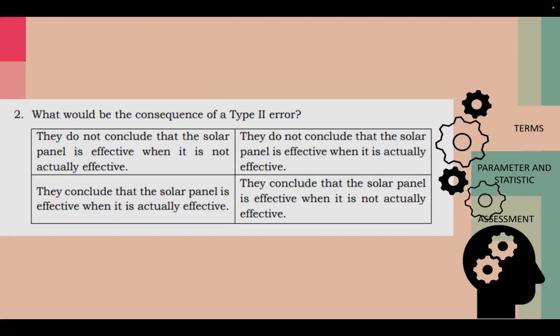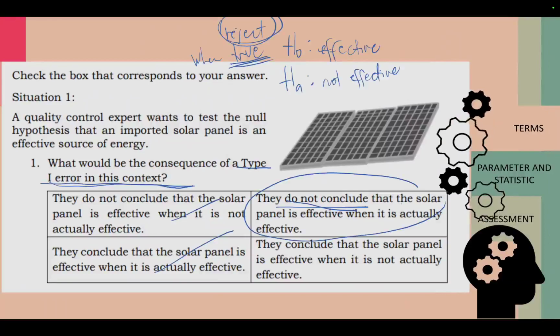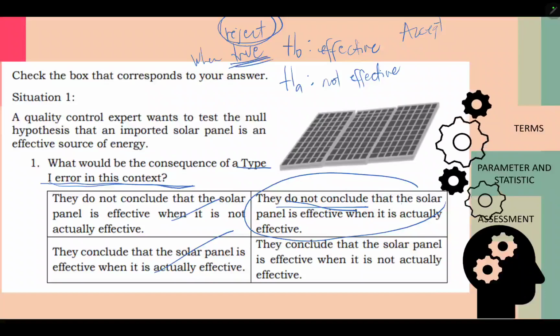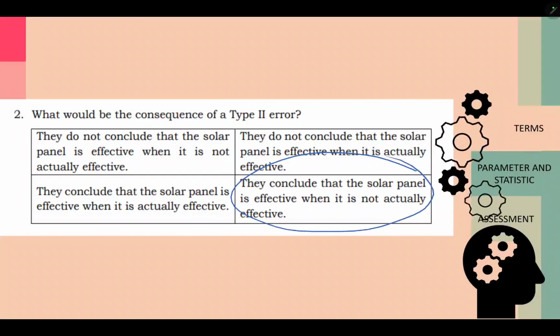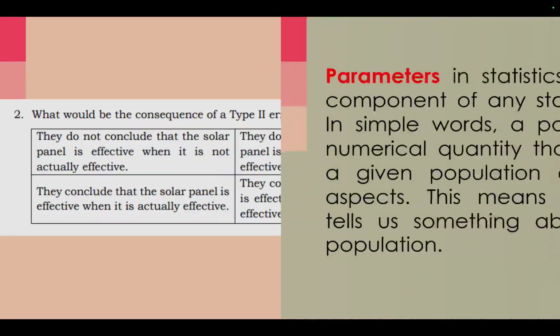Type 2 error naman. In a type 2 error, you accept it: accept when false. It's false but you accepted it. So, what does that mean? That's the fourth one. They conclude that the solar panel is effective when it is not actually effective. So, that's our type 2 error. I hope these errors are clear to you.